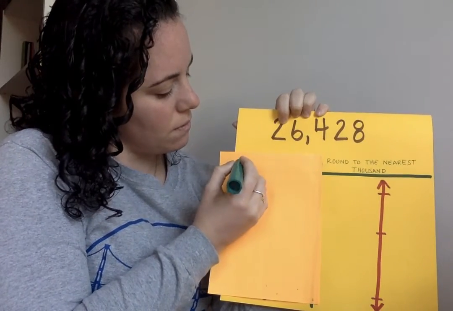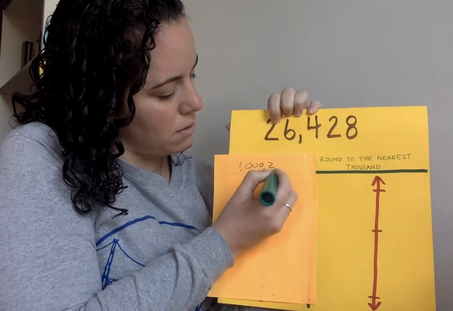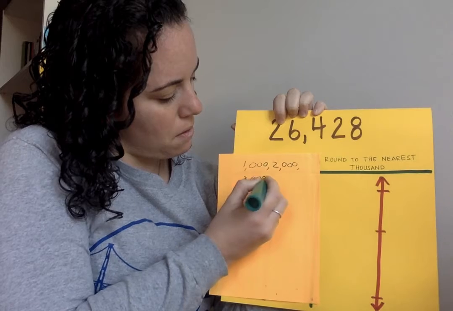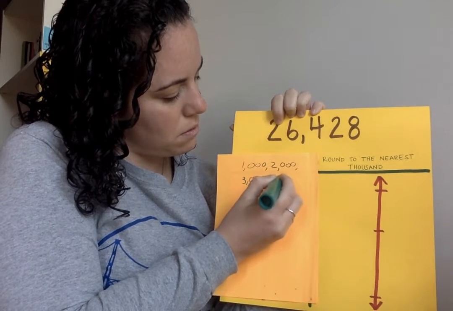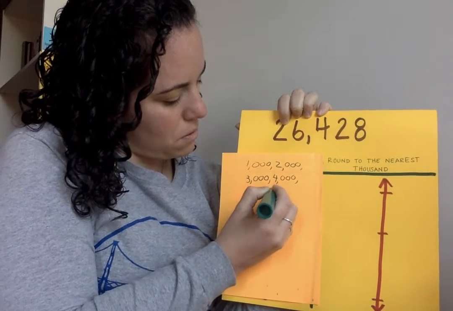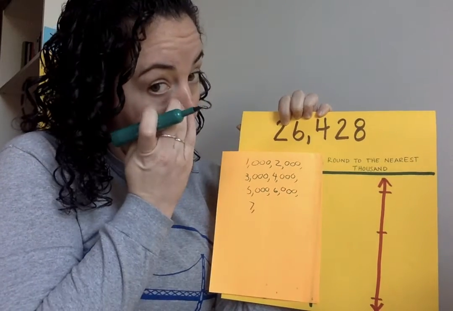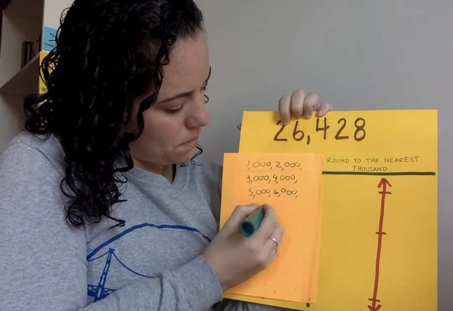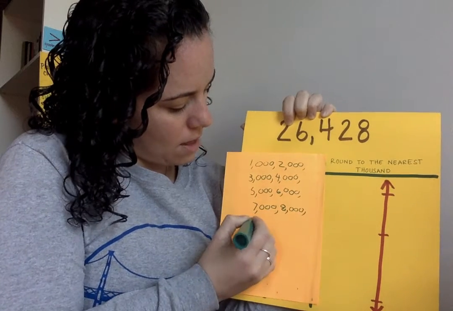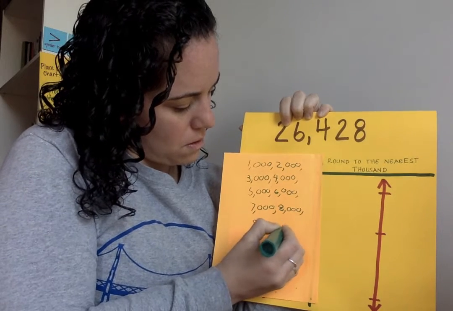Let's see. So I have 1,000, 2,000, 3,000, 4,000, 5,000, 6,000, 7,000, 8,000, 9,000, 10,000.